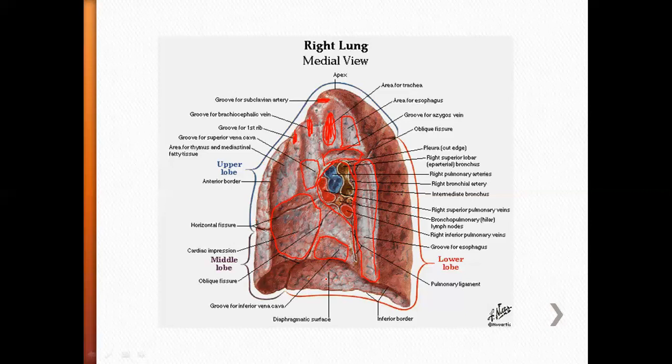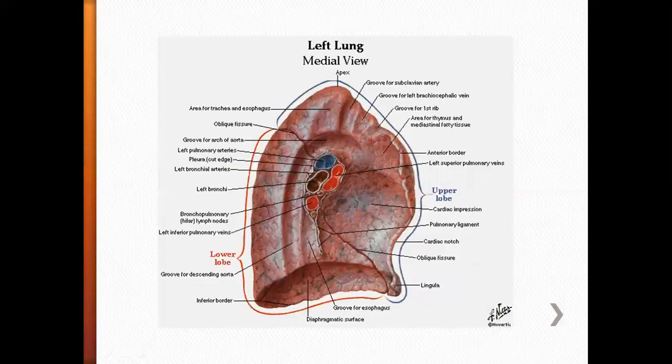Not just related, it is going to sit on the diaphragm also. This is about right lung relations. Now let's see left lung relations. It will be different.